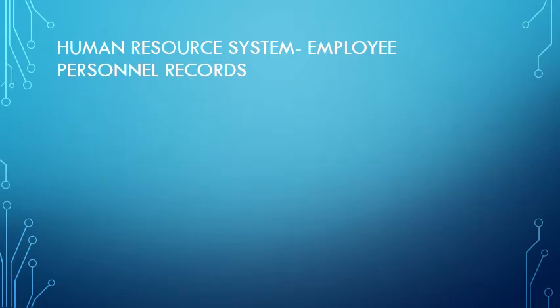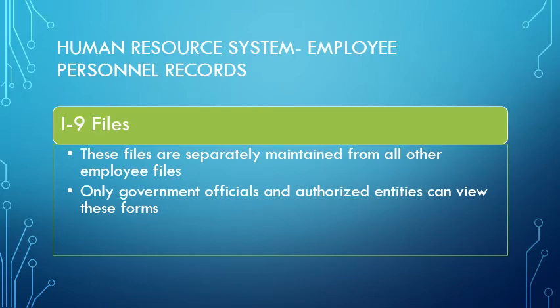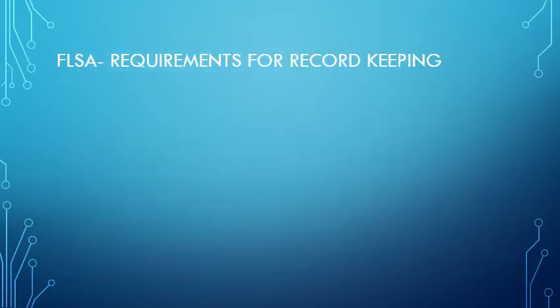The employee personnel records also include I-9 files. These files are separately maintained from all other employee files. Only government officials and authorized entities can view these forms.